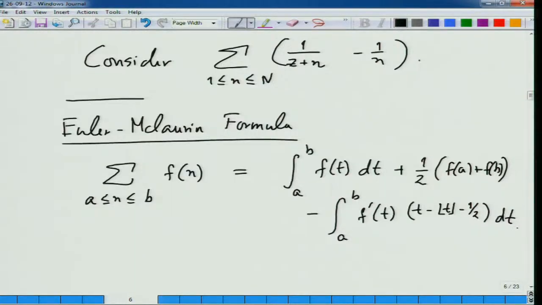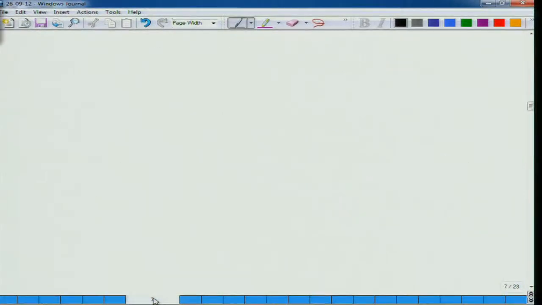Okay, so this is, as I said, only my guess of what the formula is, but it's close enough. Okay, so let's derive this. It doesn't require anything fancy.